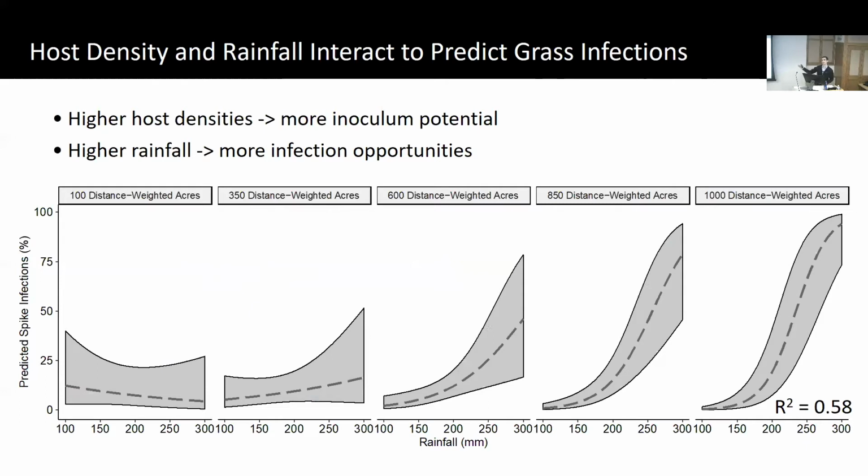And as you move across the slide from the left to the right, each plot has an increasing number of host acres. So the leftmost plots resemble what we saw in northeastern New York, and the plots on the right are more similar to what we would have seen in central New York. And so you get this rapid rise in pathogen incidence with increasing rainfall once there's a certain level of background host density.